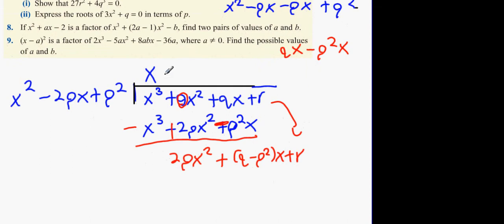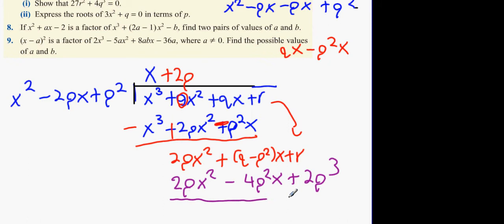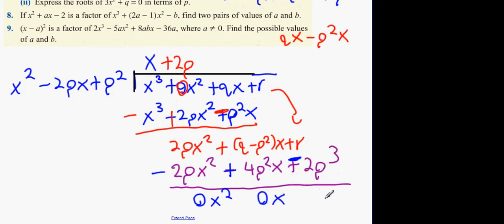Now this time it goes in plus 2p times. Going to multiply that out. We're going to get 2p times x is 2px squared. We're going to get 2p times minus 2p, minus 4p squared x. And then finally 2p by p squared is 2p cubed. Once again, go in and take everything away. So we're going to get a minus, a plus, and a minus. It's going to be 0x squared, which is what we're expecting. We're expecting 0x here, and we're expecting 0 down here.